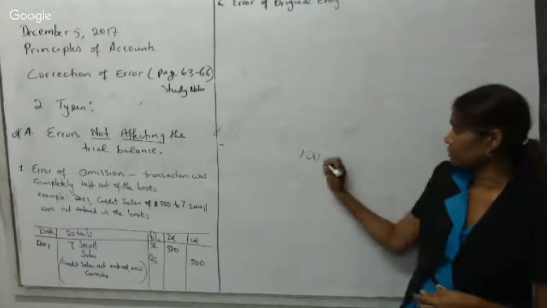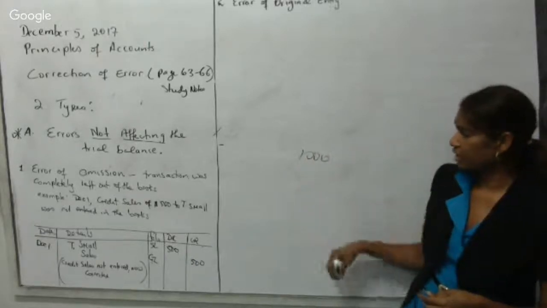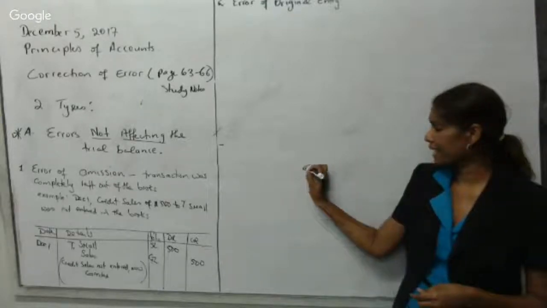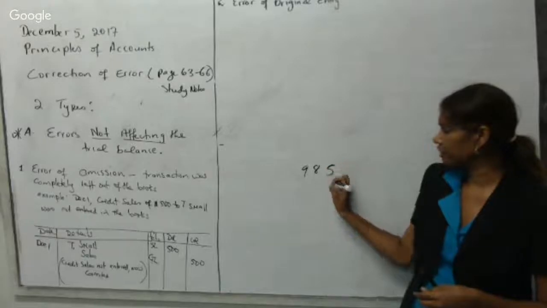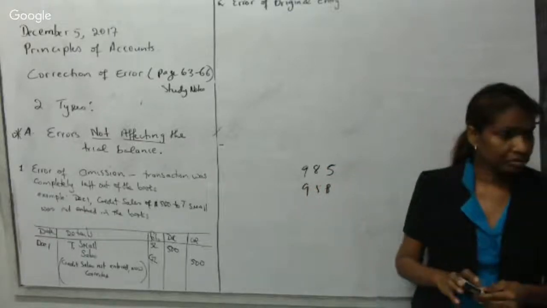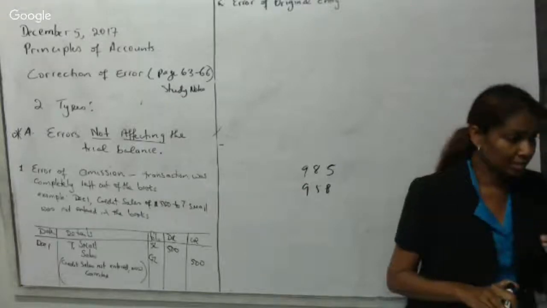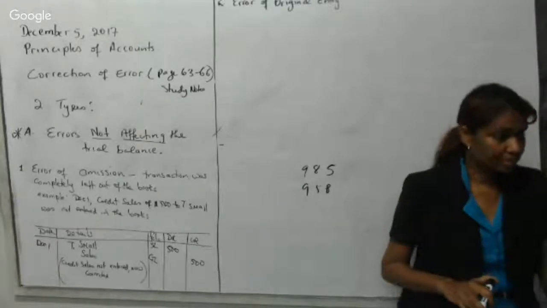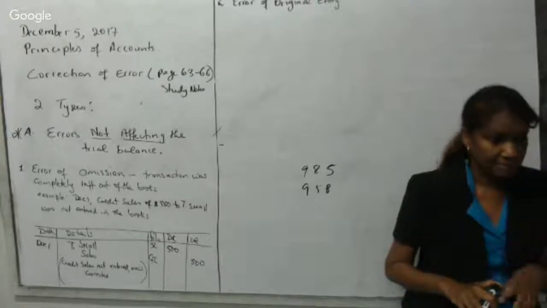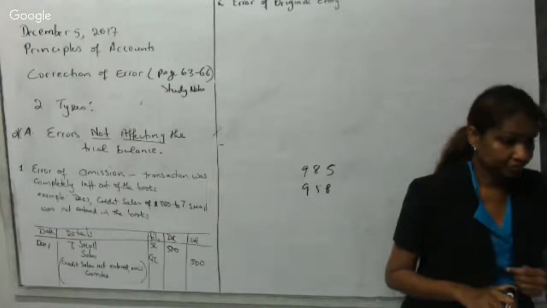We're supposed to write 1,000, and we end up writing 100, or we write 10,000, right? Or we're supposed to write 985, but instead we write 958, right? Those are errors of original entry. Once the error is one that involves an amount that is incorrect, right? It's an error of original entry.